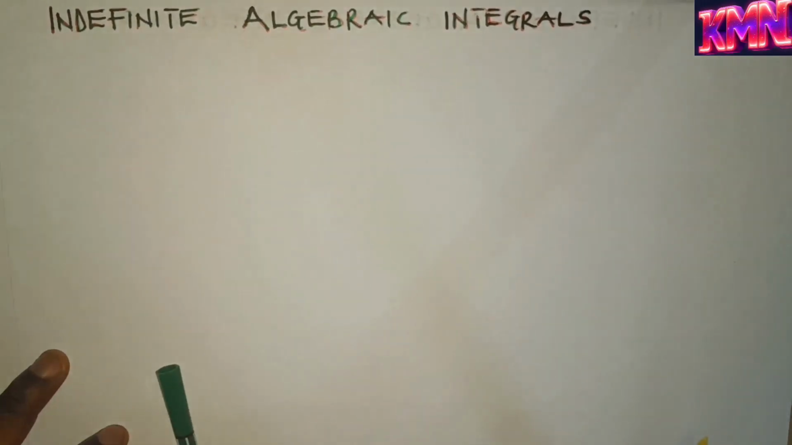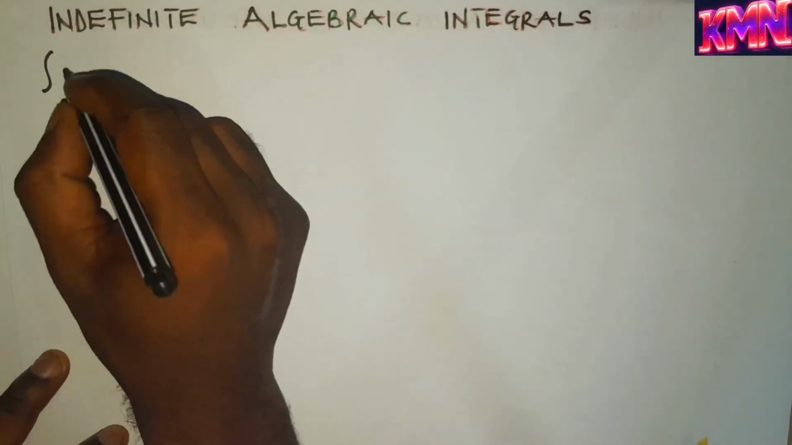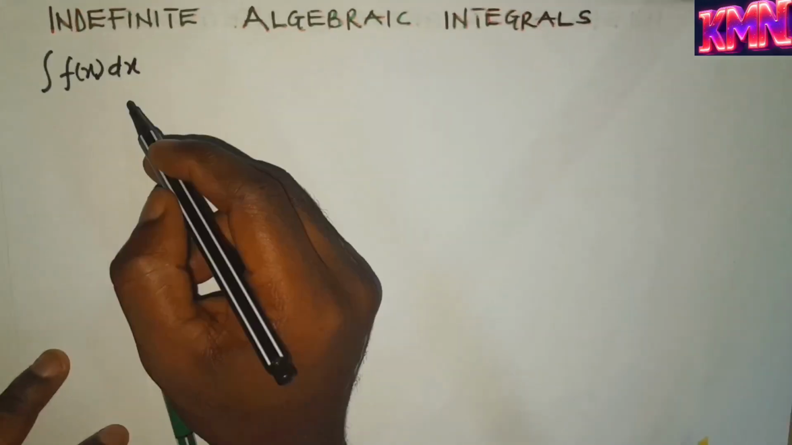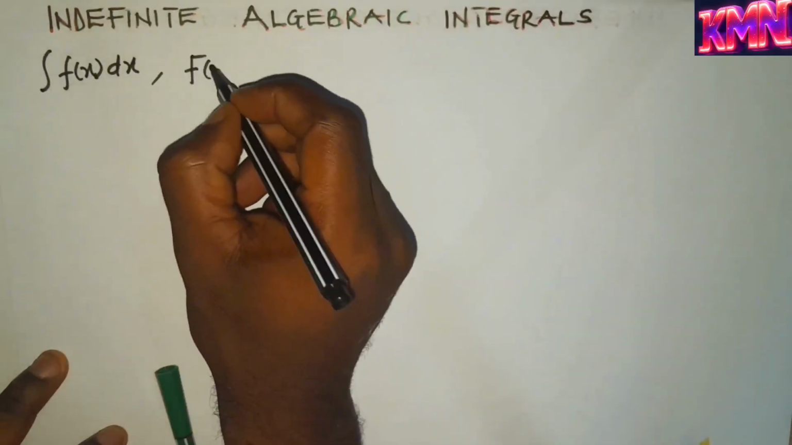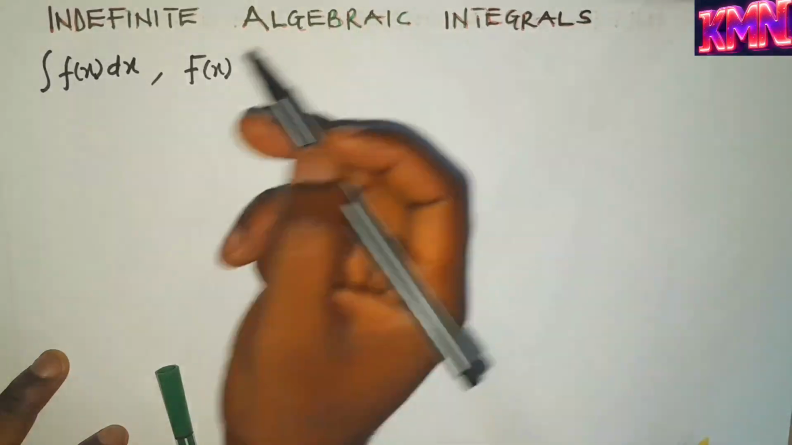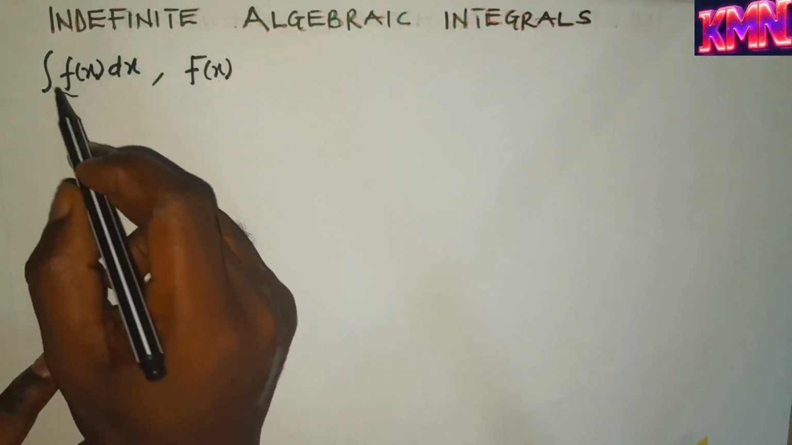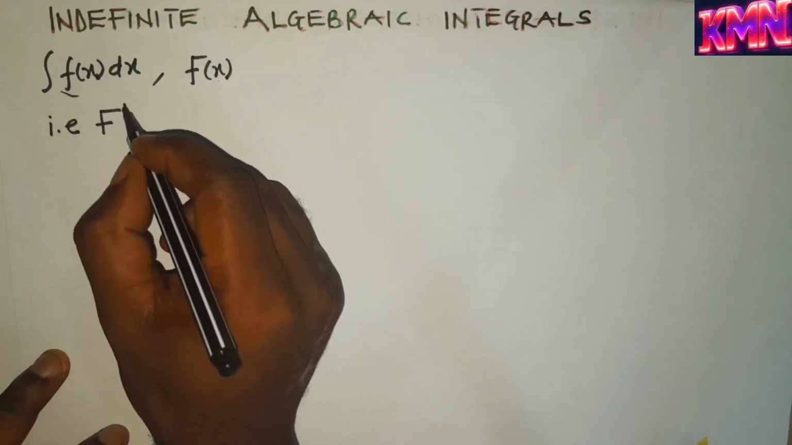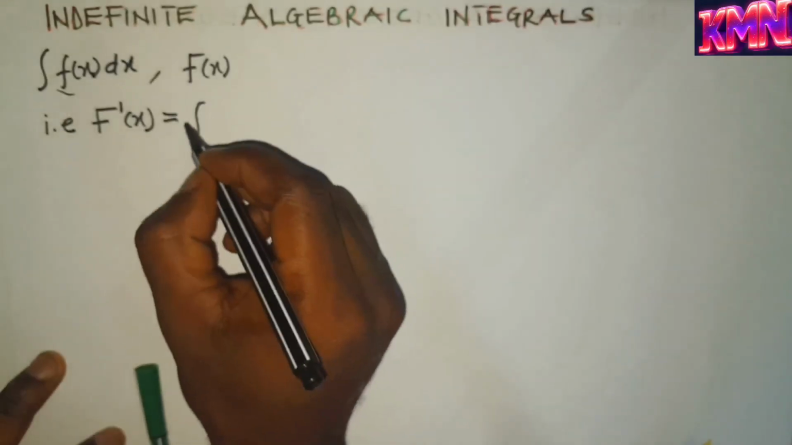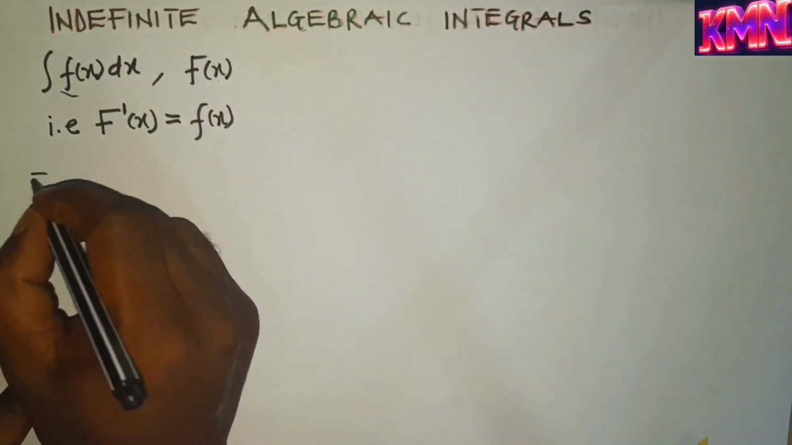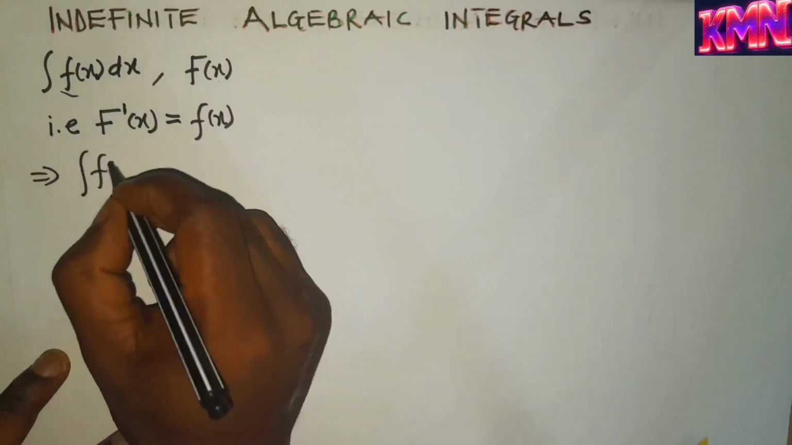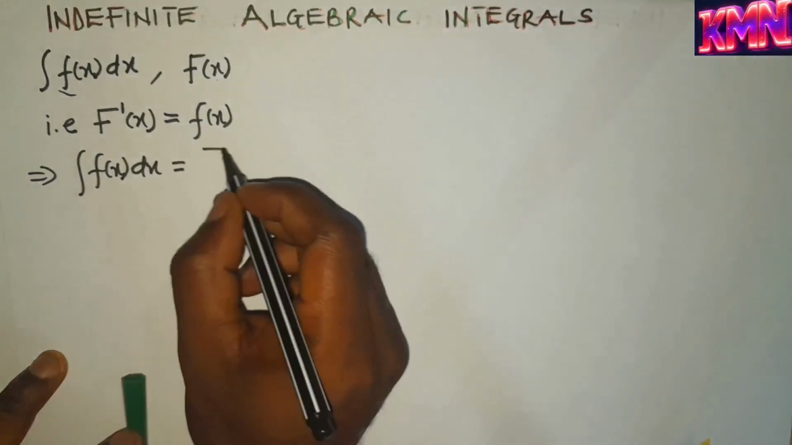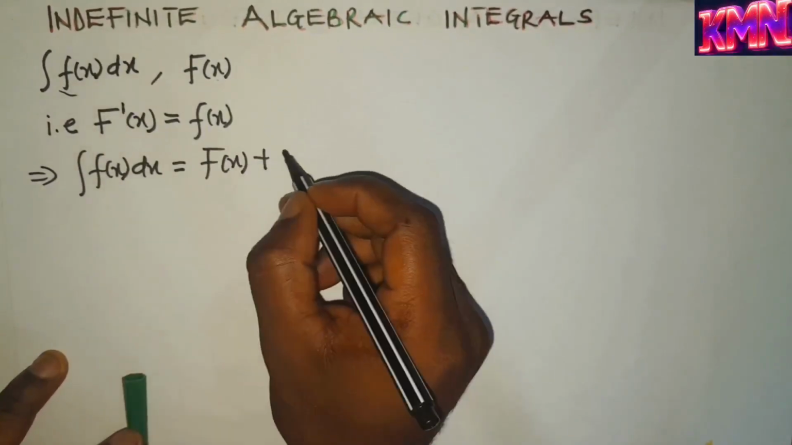We said that given the integral of small f at x dx to evaluate, we want to find capital F at x whose derivative with respect to x is small f at x. That is, when we have the derivative of big F at x, it gives us small f at x. So this implies that the integral of small f at x, which is the derivative of the big F at x dx, produces big F at x plus a constant c.